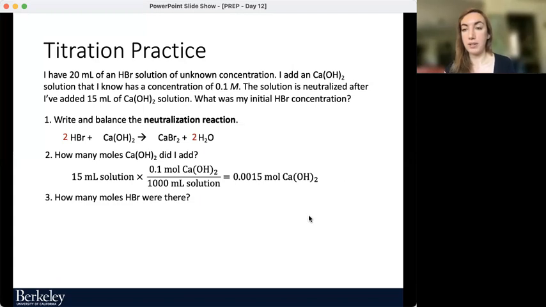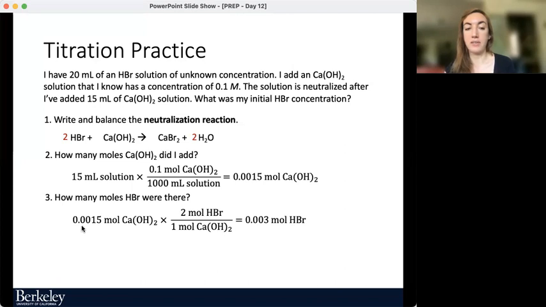And here's the tricky part. Now I need to figure out how many moles of HBr there were initially. So I have 0.015 moles of CaOH2, but I use my stoichiometry and I know that I need 1 mole of CaOH2 to neutralize every 2 moles of HBr. So I need to use these stoichiometric coefficients of 2 and 1 here. That means that if it took 0.015 moles of CaOH2 to neutralize my solution, I must have started out with 0.03 moles of HBr.